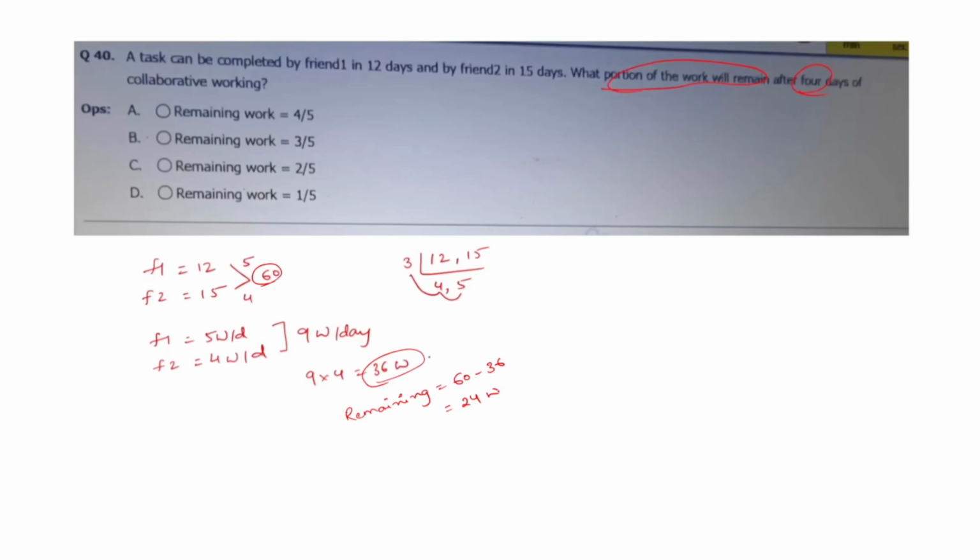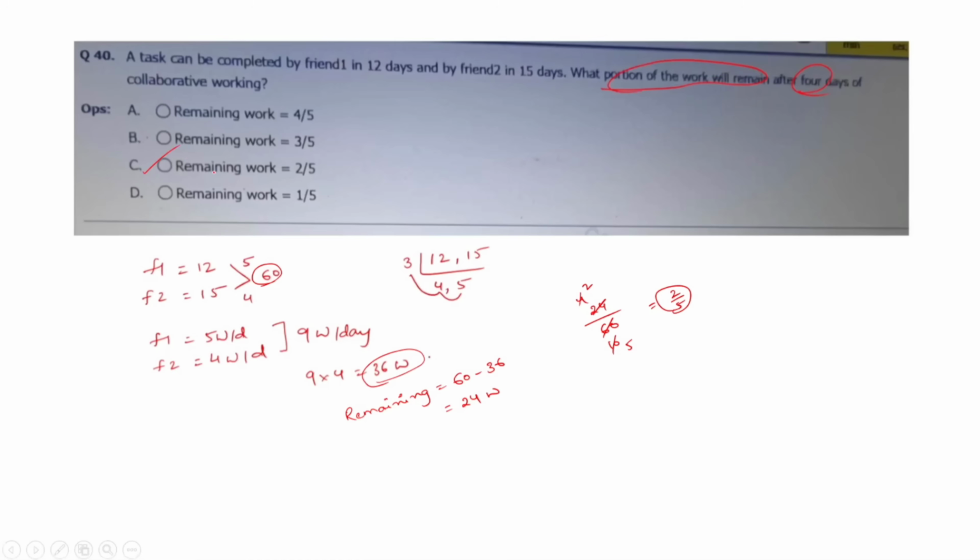But we need to tell what portion of work will remain. So here we can do 24 by the total work, that is 60. When we cancel these two with the help of the 6 table, in the 6 table 24 will get cancelled by 4 times and 60 will get cancelled by 10 times. And in the 2 table, 4 will get cancelled by 2 times and 10 will get cancelled by 5 times. So the remaining portion of work is 2 by 5. Hence, the remaining work is 2 by 5, that is option C is correct.